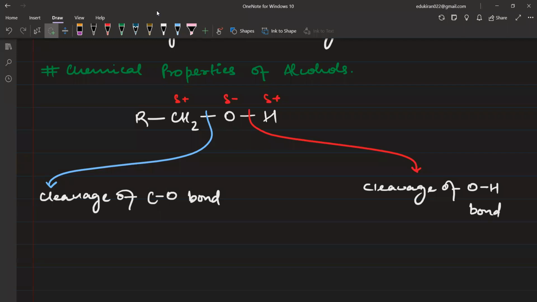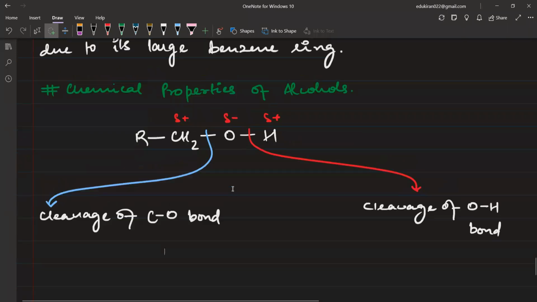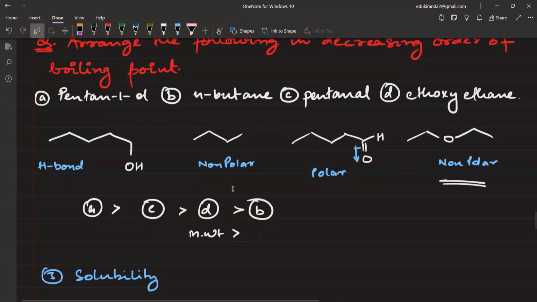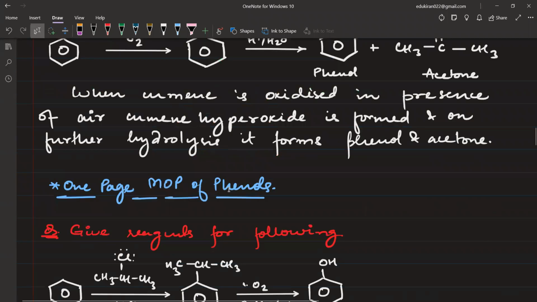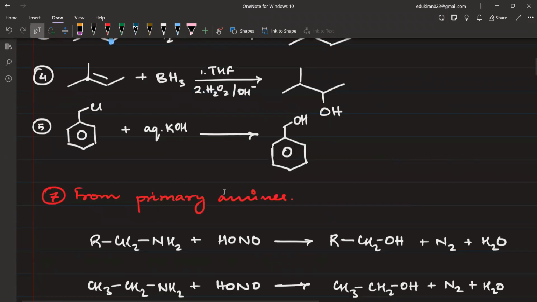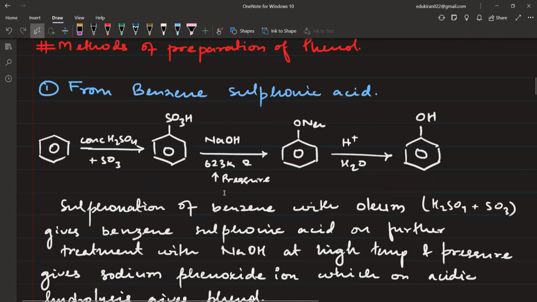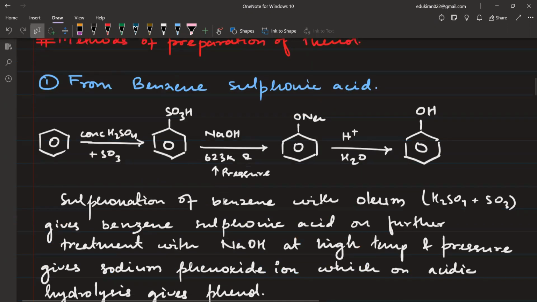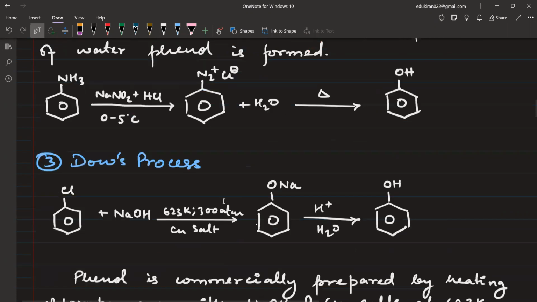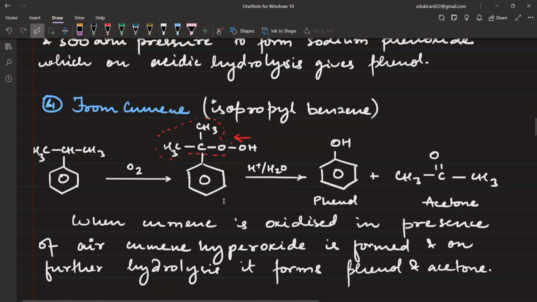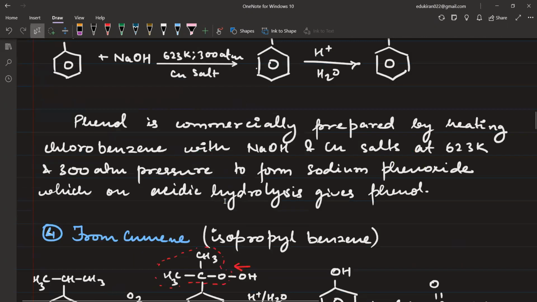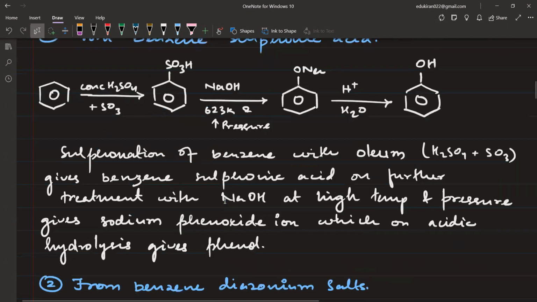But as of now, in this class, we have done a few things. What are the things we have done? Please look at the starting. We started with the preparation of what? Preparation of phenols. In preparation of phenols, we did benzene sulfonic acid, diazonium salt, Dow's process, and cumene. The cumene one is important and it is also a bit tricky. So please practice all of these reactions with writing. Don't just read the reactions. Reading reactions will not do anything.